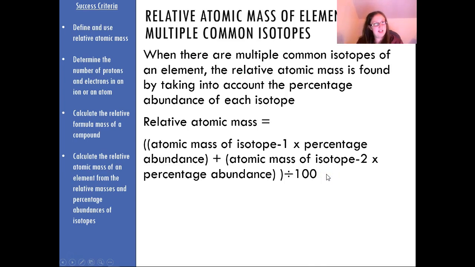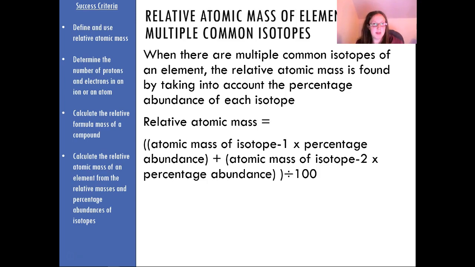So that leads us to the idea of relative atomic masses for elements with multiple common isotopes, so where there's more than one isotope. So when there are more than one common isotopes of an element, what we do is we take into account how abundant each isotope is. So if there's more of one isotope than the other, then we sort of skew the mass that we're going to put on the periodic table in favour of the one that there's more of. And the way we do it is we just kind of take an average.